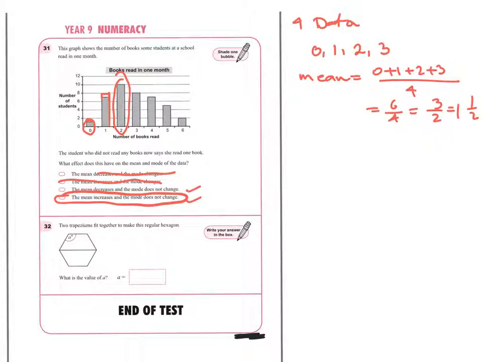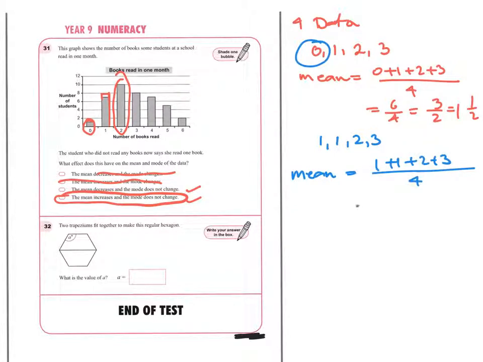Now, if we change this 0 into 1, so instead of 0, this person said, yes, I read 1 book, so it's 1, 1, 2, 3. So mean is equal to 1 plus 1 plus 2 plus 3 over 4, which is 7 over 4, which is 1 and 3 quarters. So which one is bigger? This one here. So therefore the mean has increased. So that would be the last one.